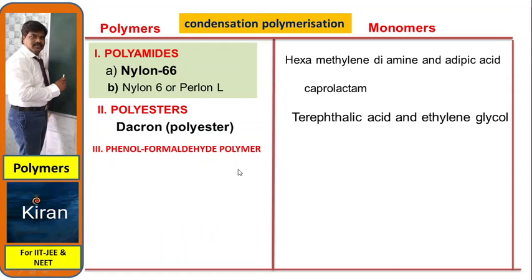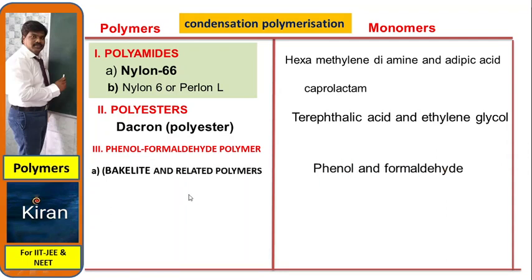Phenol formaldehyde polymer is also a third example for condensation. Under this phenol formaldehyde polymer, Bakelite will come. Whatever example I am giving, the monomers are phenol and formaldehyde. That is the reason these are all phenol formaldehyde polymers. So Bakelite is an example because phenol and formaldehyde are the monomers.